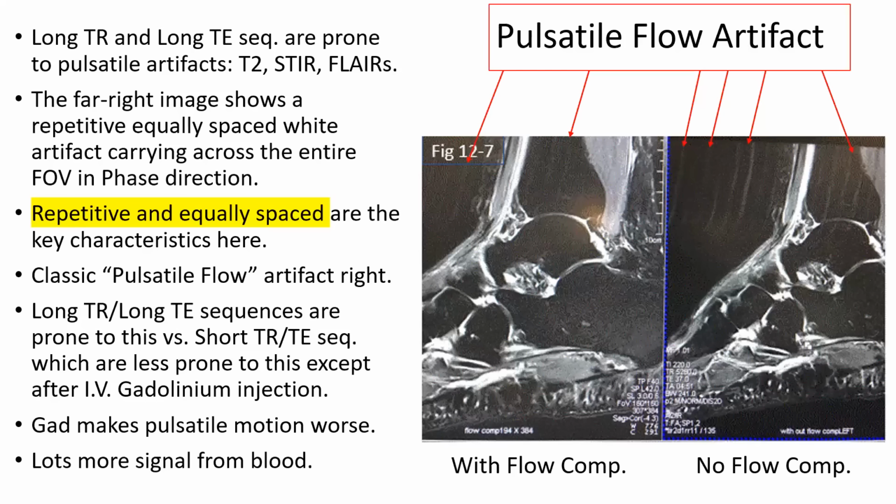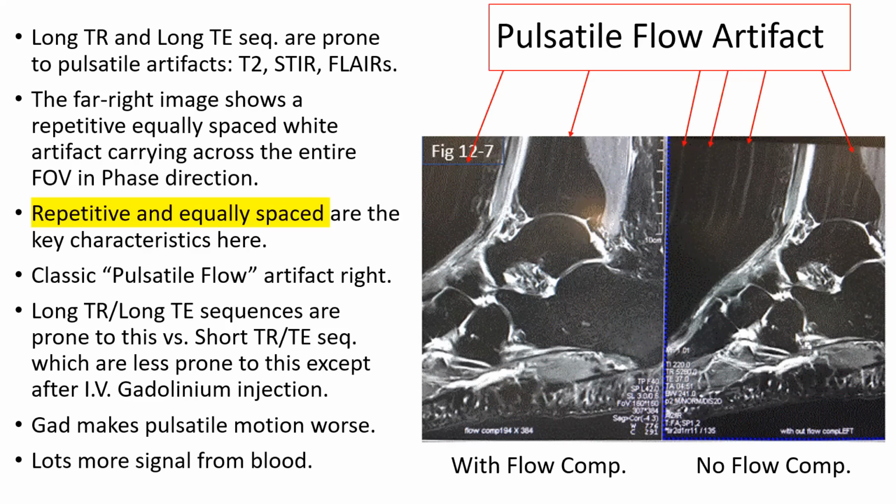So here's an example of, hey, what artifact is demonstrated here? Well, you can see my red arrows. It's pulsatile flow because the blood was moving through the gradient. It picked up phase, and it kind of dropped it off in the phase direction. Okay, it's an evenly spaced, repetitively spaced artifact. That's classic pulsatile. That happens to be STIR.